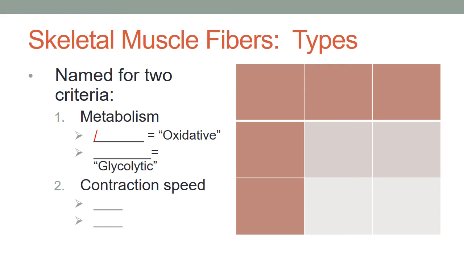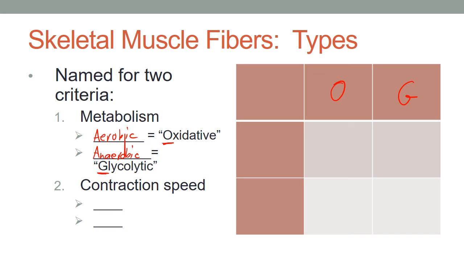Okay, so if your muscle fiber is geared for aerobic metabolism, we call that oxidative, and we give it the symbol O. If your muscle fiber is geared for anaerobic metabolism, then we call it glycolytic because it does glycolysis. So we give it a symbol G.